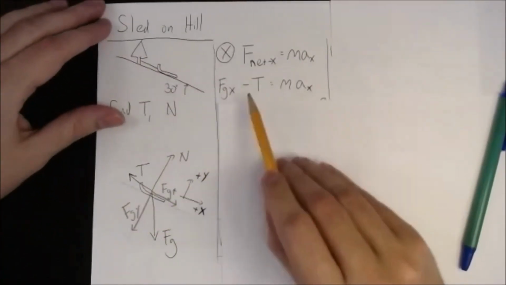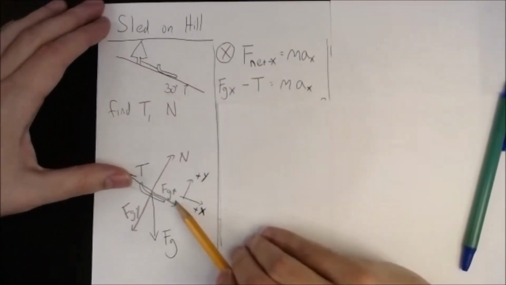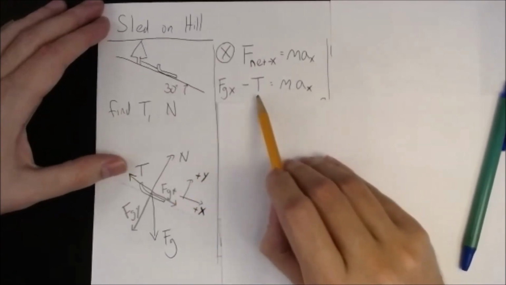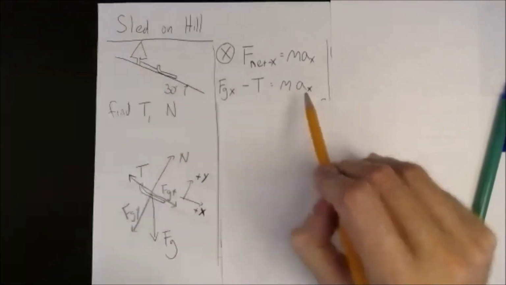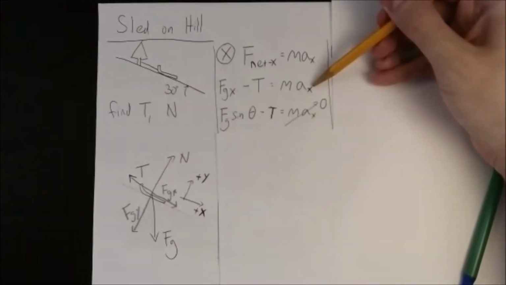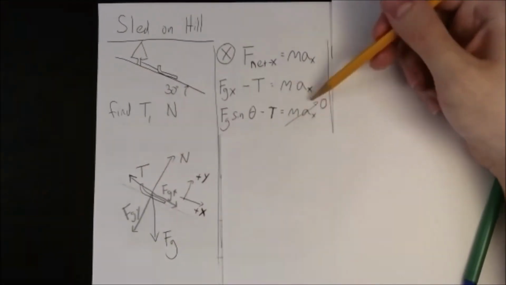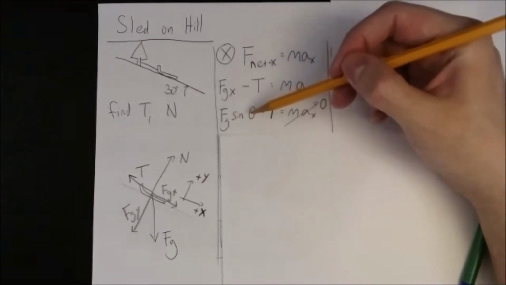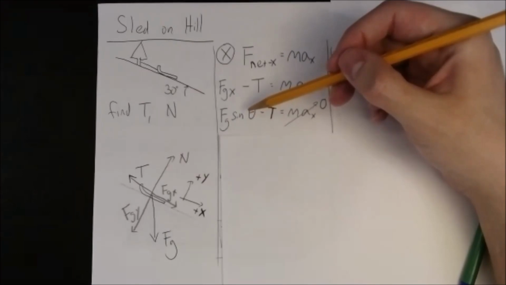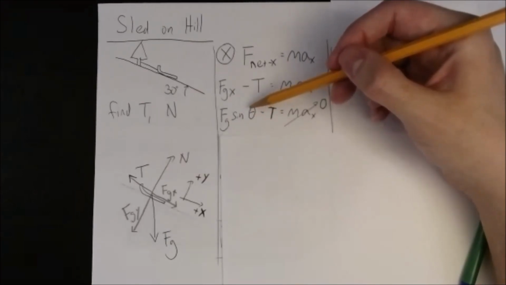FGX minus tension. X component of gravity minus the tension force. That's everything that's going on in the X direction. But what was AX? Oh yeah, that was 0. So I can replace that side with 0. And I can replace FGX with FG sine theta for the exact same reason that we had that before on the previous problem with the car.